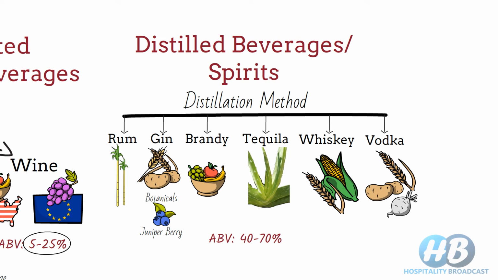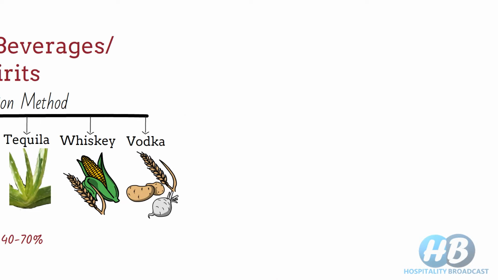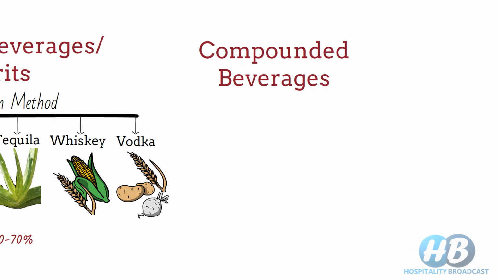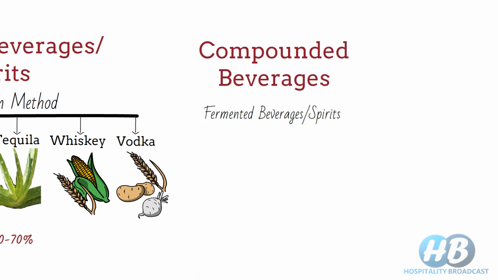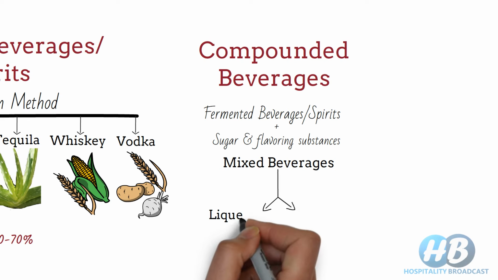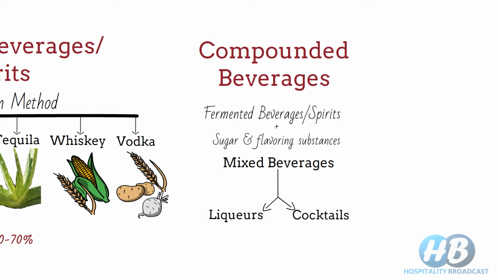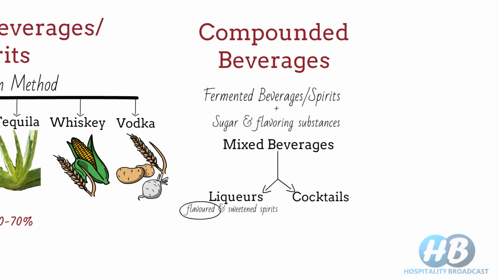Now, except these two categories of alcoholic beverages, there is a third category, compounded beverages. These are made by combining either a fermented beverage or spirit with added sugar and flavoring substances. As it is a blend of different alcoholic beverages and ingredients, they are also referred to as mixed beverages. These are also of two types, liqueurs and cocktail. In short, liqueurs are flavored and sweetened spirits. For flavor, one can add derivatives of fruits, herbs, nuts, etc. These can be colored or colorless.